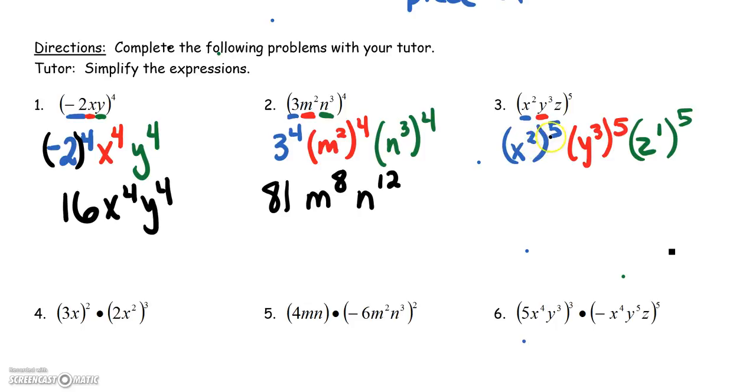Let's finish simplifying using our power to powers rule, rule number 2. X squared to the 5th power is x to the 10th. Y cubed to the 5th power, 3 times 5 is y to the 15th. And z to the 1st to the 5th power, 1 times 5 is z to the 5th. And that's our answer for number 3.